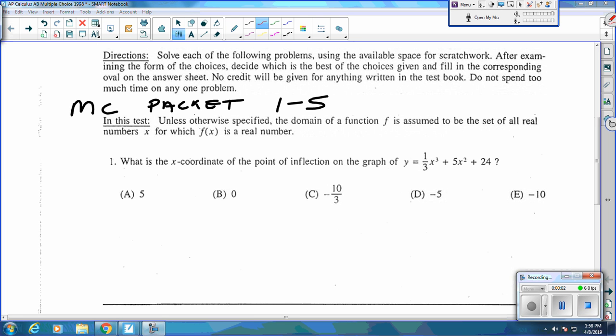All right, so we're going to do the first 5 of the multiple choice pack from 1998. We printed them. Hopefully you got them. You can work them each. And each of these questions, in my opinion, the first 5 are about a minute each, max.